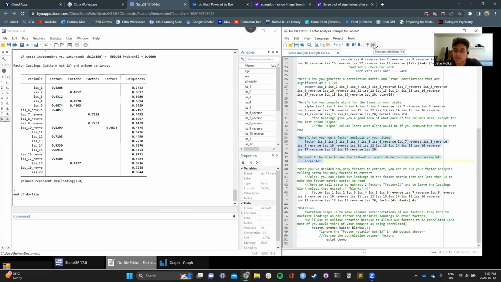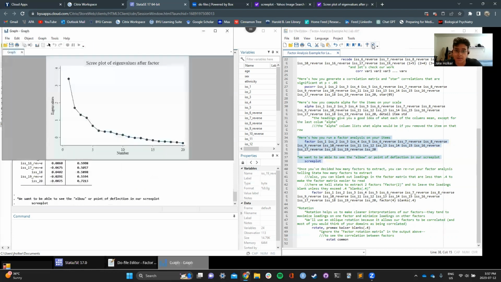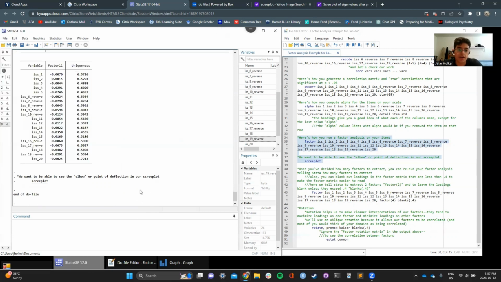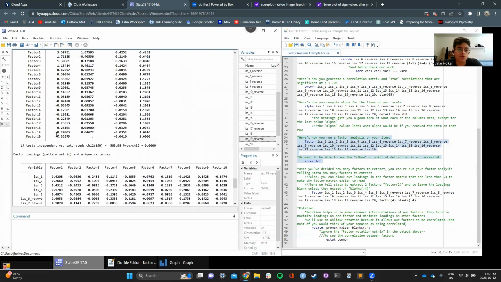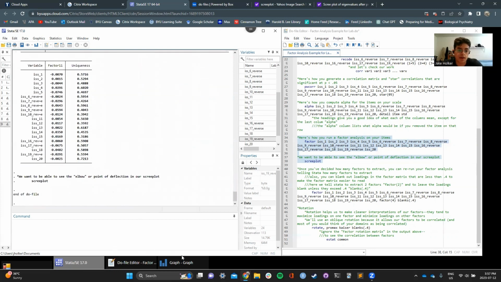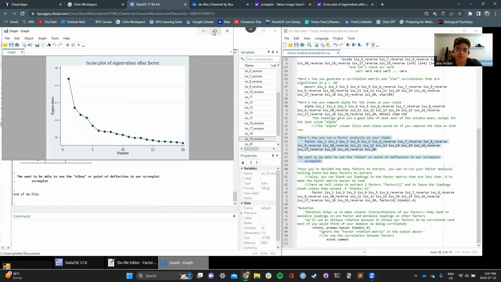We're just going to highlight all this and click run. So it should be factor, all your items, and then we want to look at a scree plot, and I'll explain that in just a second. Right after you've run that, you should be able to find this huge factor matrix, and then a graph should pop out.